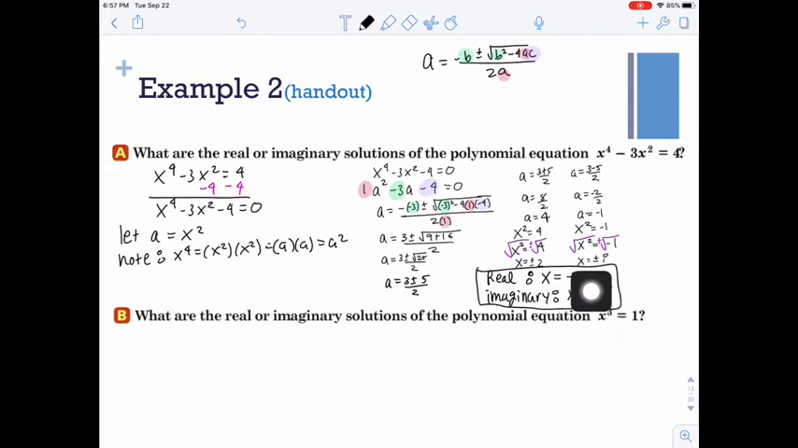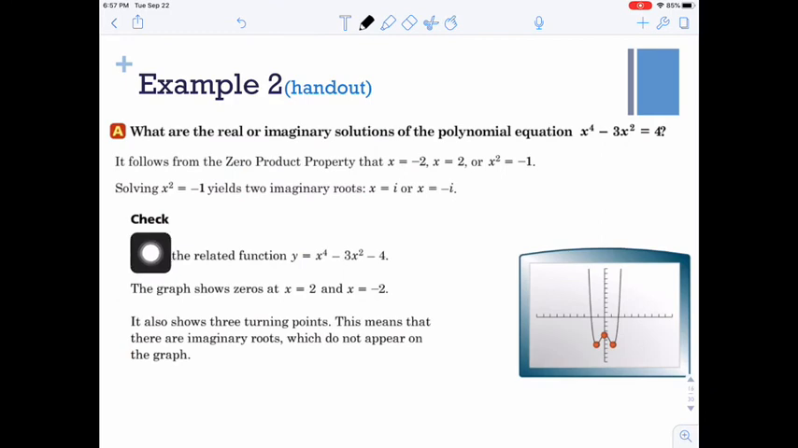negative i and i. Now the book does a check by using the graphing calculator, so if you just plug the original function in, you'll get this graph, and it shows you the 2 real zeros at 2 and negative 2, so those are the 2 real solutions. And then over here it says it also shows 3 turning points. This means that there are imaginary roots which do not appear on the graph. So those are the 3 turning points we're looking at here.